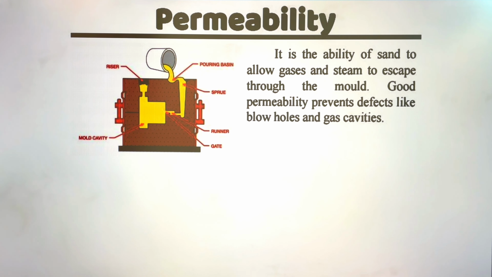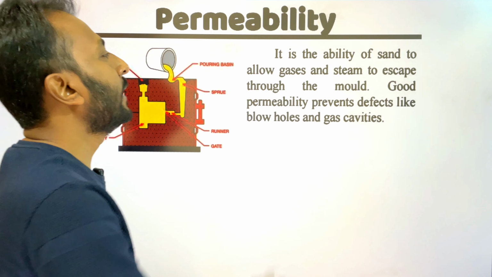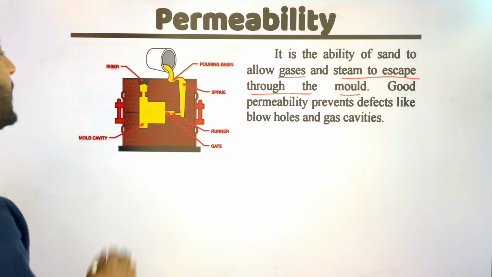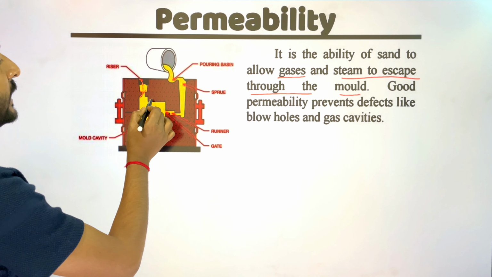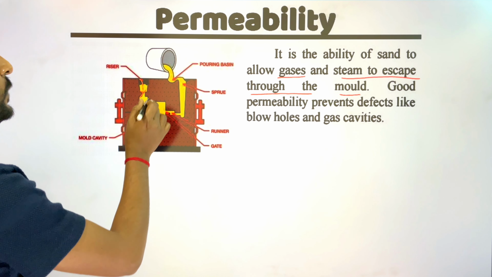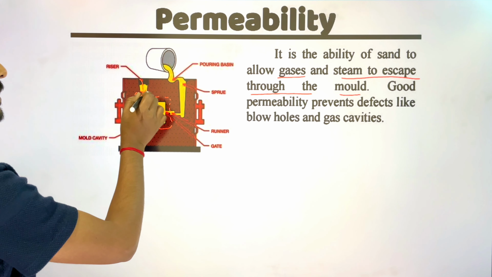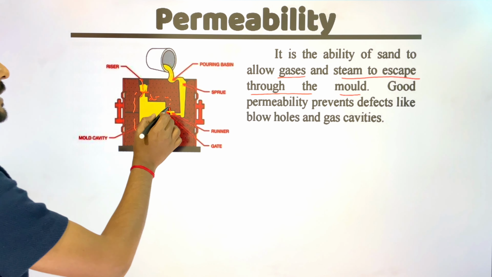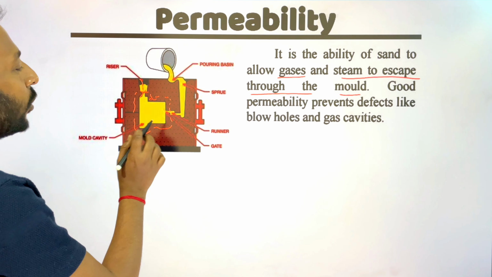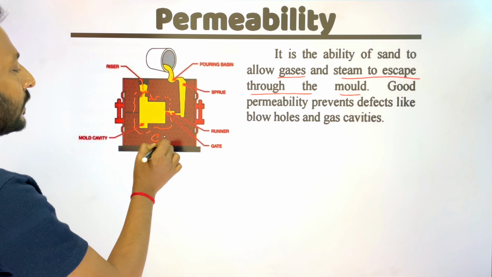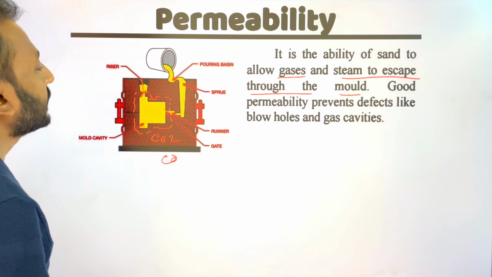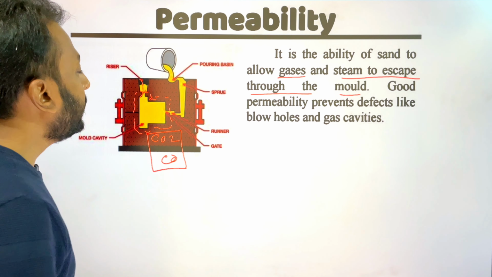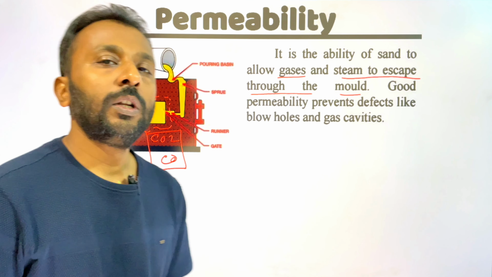The next is permeability. It is the ability of sand to allow gases and steam to escape through the mold. When we fill the mold with molten metal, the metal comes in contact with the molding sand. The molding sand contains moisture, coal dust, etc. The moisture becomes vapor. Also CO2 or CO gases are created, and the moisture and these gases need to pass out from the molding box.